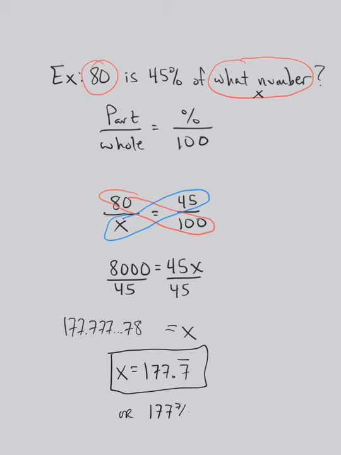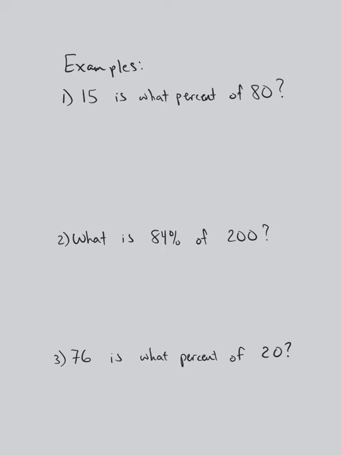That's going to end up being 177 and 7/9 if you would prefer to write it that way. Okay, so here's 3 example problems. As always, you probably want to pause and see if you can figure them out on your own, just based on that brief explanation. Otherwise, I'm going to carry on.